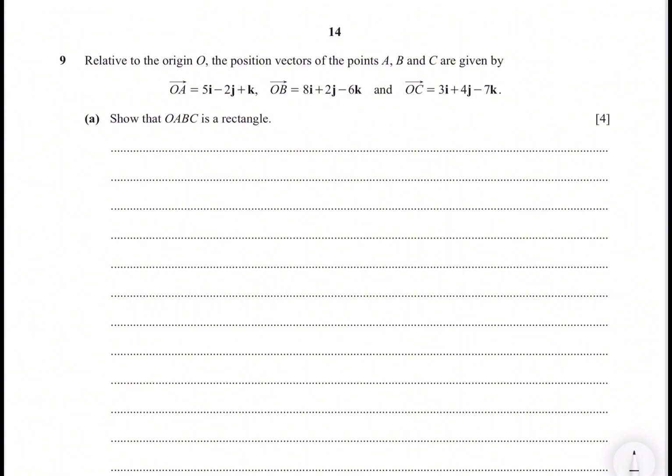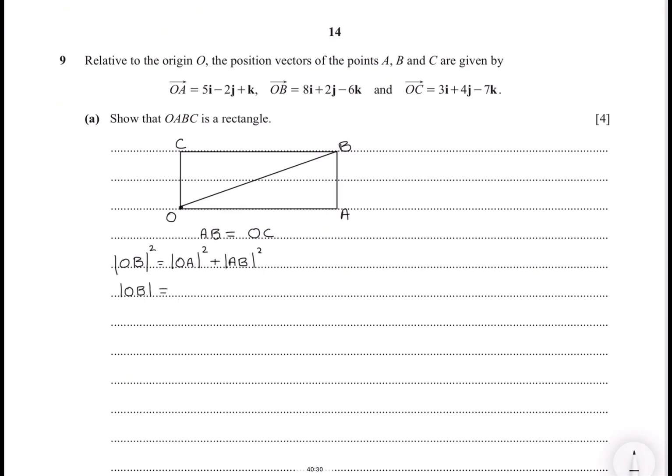Question number 9. Show that OABC is a rectangle. So let's draw the rectangle OABC. AB equals OC. So this is the diagonal OB. So magnitude of OB squared equals magnitude of OA squared plus magnitude of AB squared.